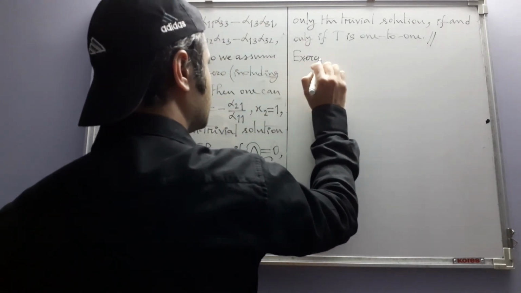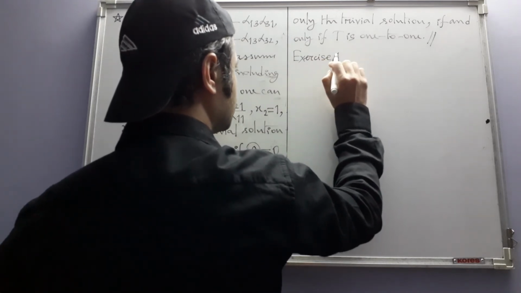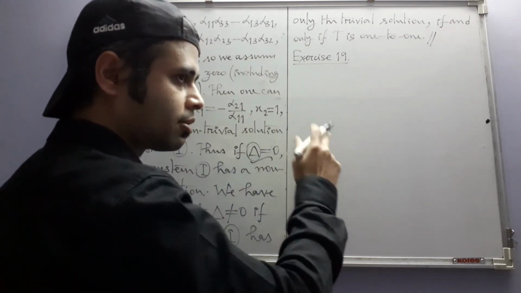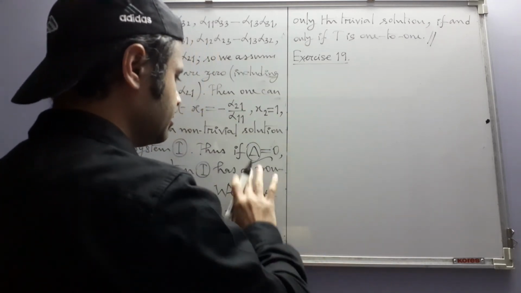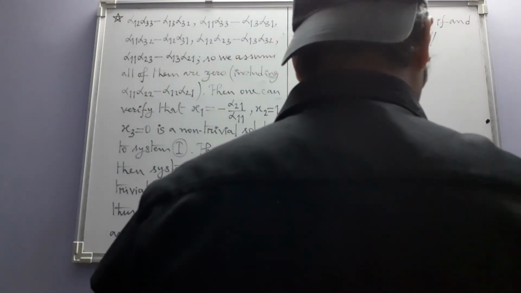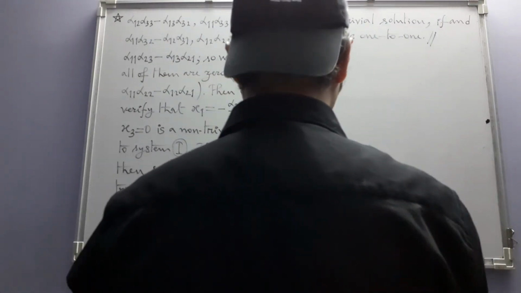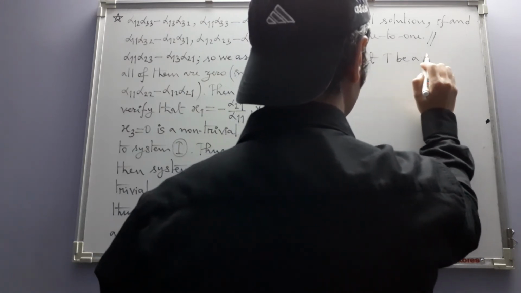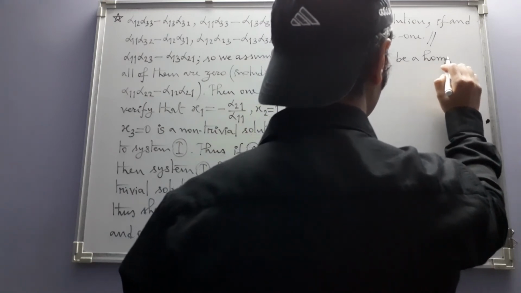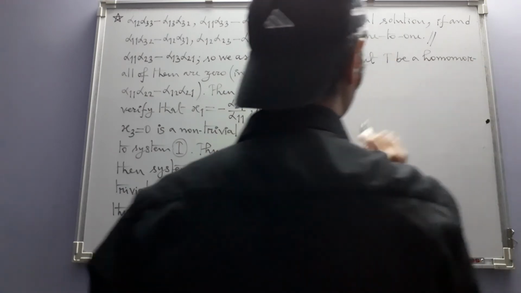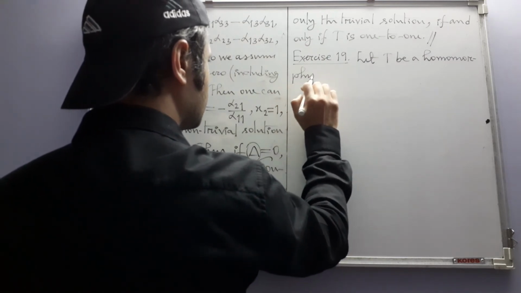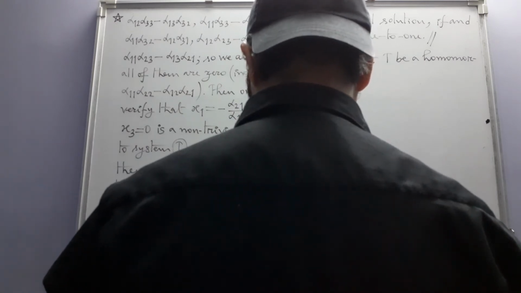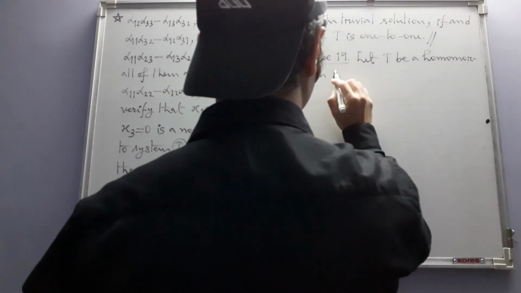And let us solve another one. Don't be afraid, this is not the case 4. I cannot handle that this way. It is something else. Let T be a homomorphism of V into W.